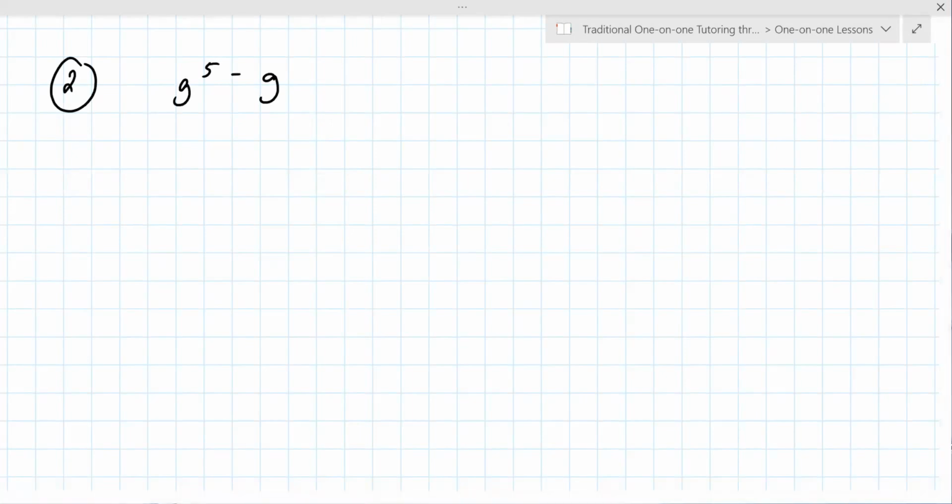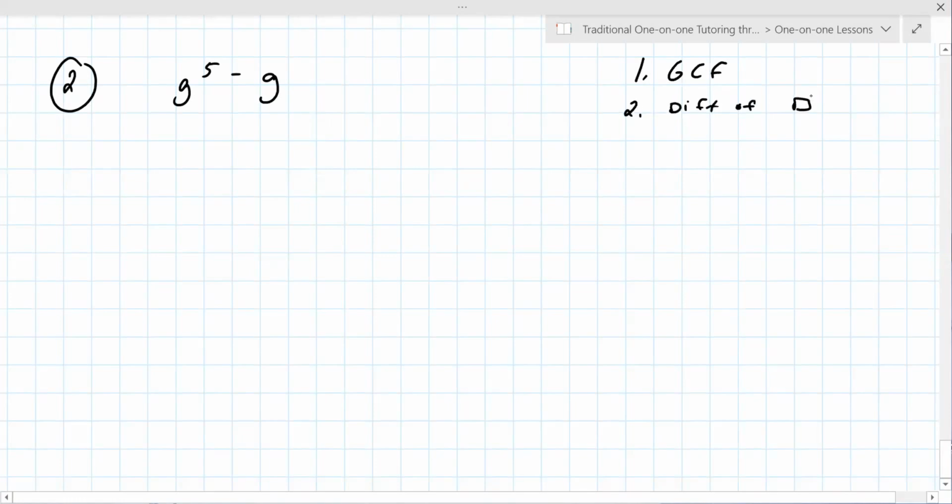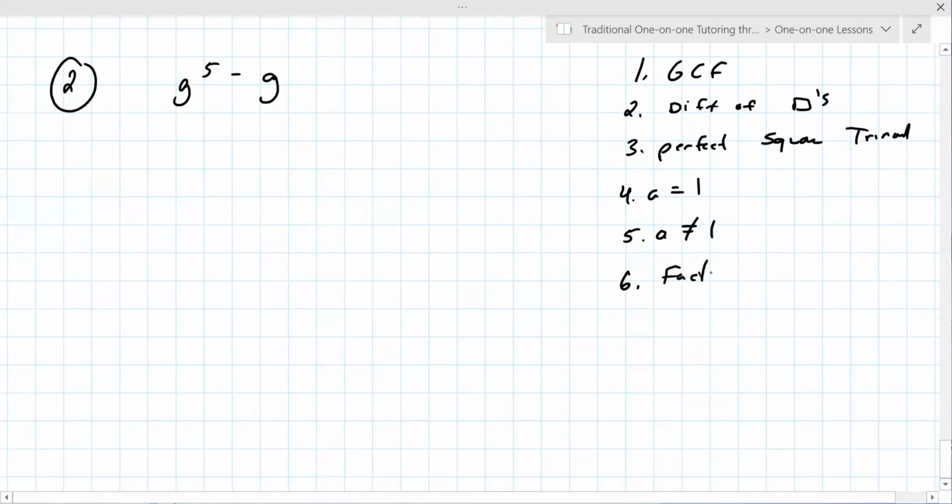Okay. So let me start by listing what we did: GCF, difference of squares, what's called perfect square trinomial, a equals 1 kind of, and then a not equal to 1. We kind of also did grouping, factor by grouping. Do any of those appear to be correct here? Any of these?